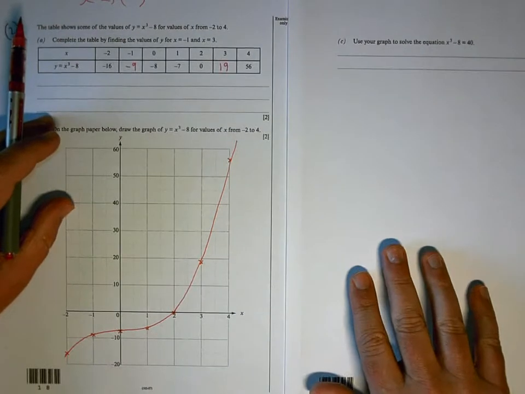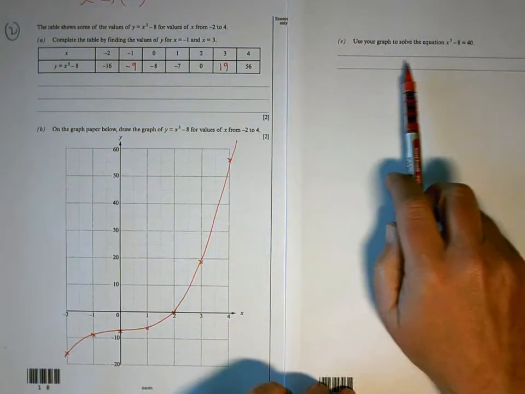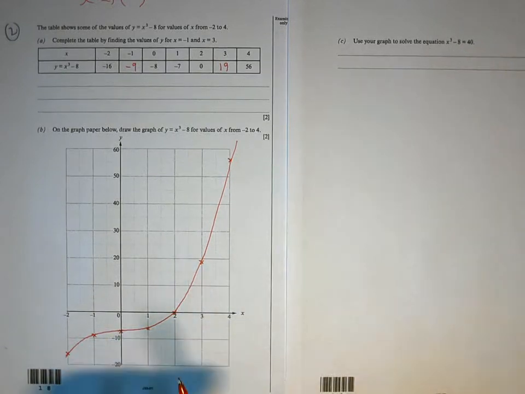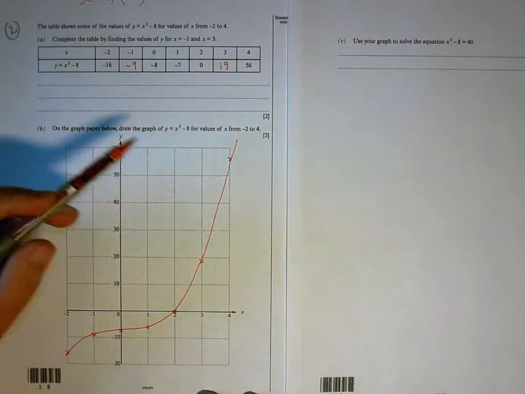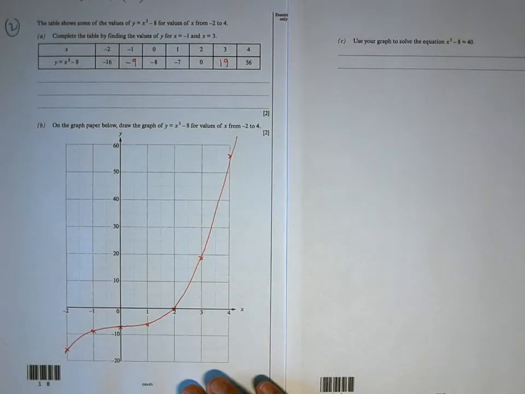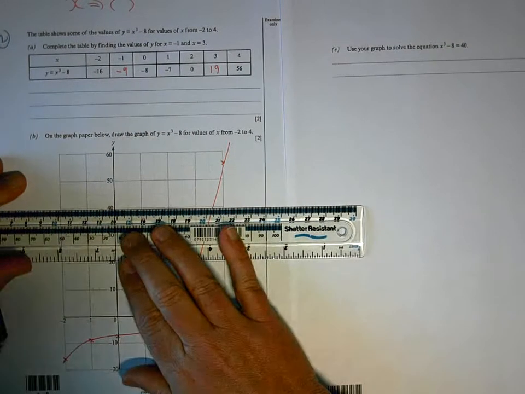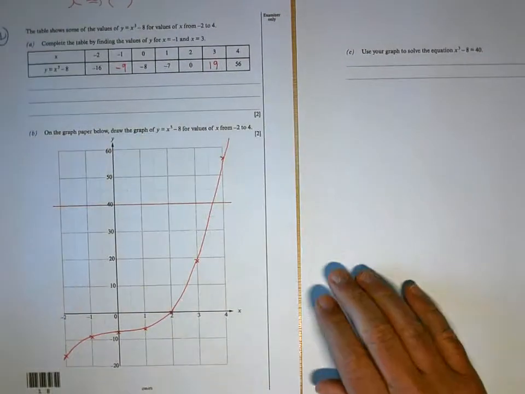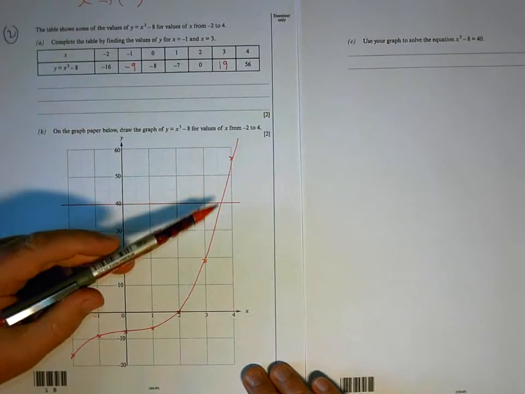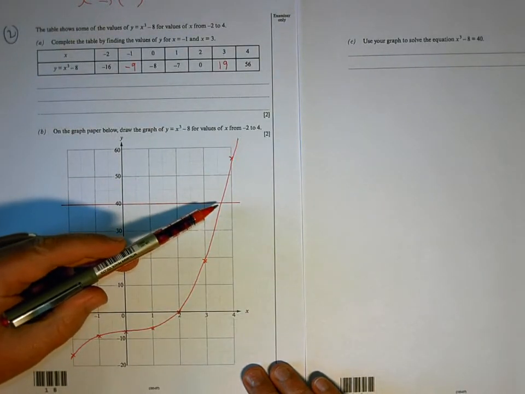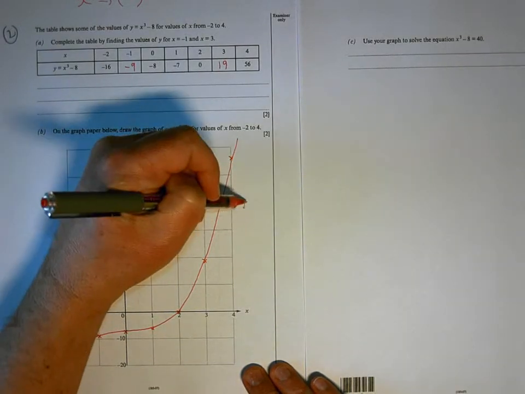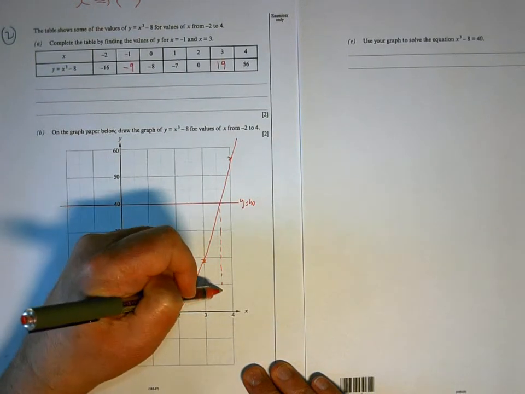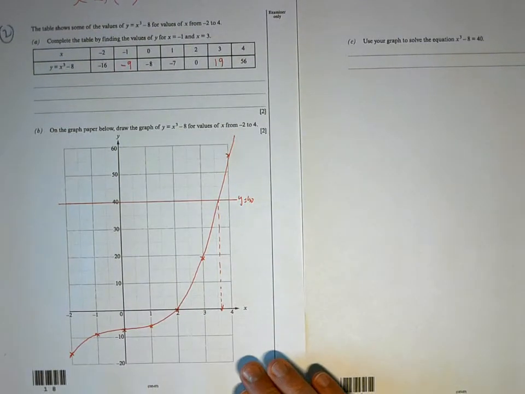And the last part that they ask you to do is to use your graph to solve the equation x cubed -8 equals 40. So they want to know where this curve is equal to 40. That will be where my line y equals 40, everywhere on that line equals 40, but where this curve equals 40 is where the line and the curve cross. So that's y equals 40. So you would read off your graph, and that would be 3.6.